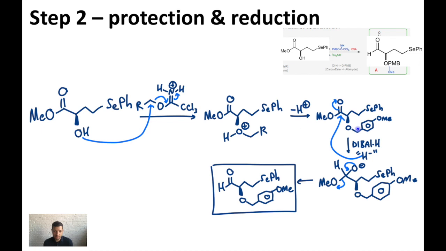After that, though, we have DIBAL. Remember, DIBAL, diisobutyl aluminum hydride, is a source of H-, so it attacks the methyl ester, just like any nucleophilic addition reaction. I reform the carbonyl and kick out methoxide. That's how you get the aldehyde. Two down, three to go.